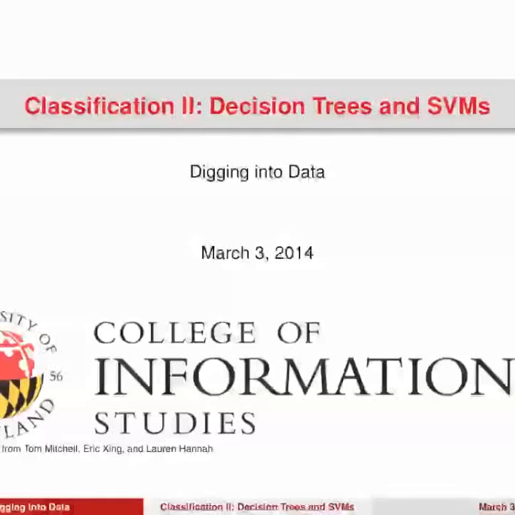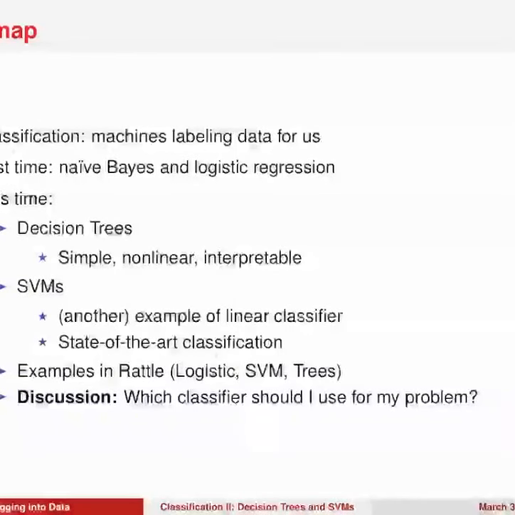Today we're going to continue our discussion of classification, concentrating on decision trees and support vector machines. So recall that the goal of classification is to have machines label data for us. And last time we talked about two techniques that did that, naive Bayes and logistic regressions. This time we're talking about decision trees and support vector machines, which are also examples of classification.